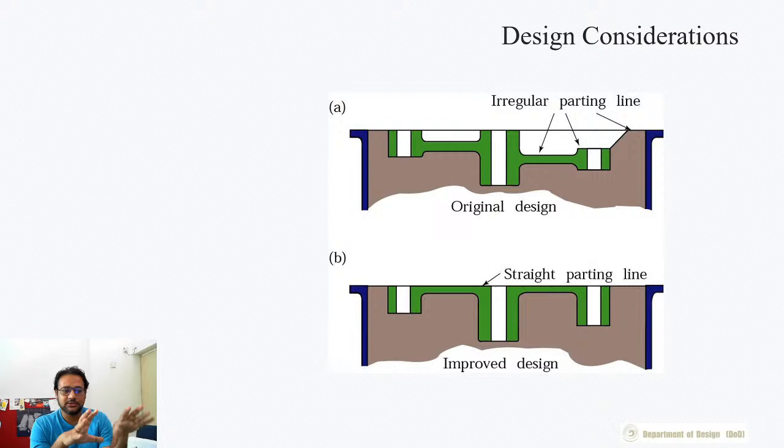Cold runs and mixed shuts are problems of the flow front and the design of the cavity. These can be simulated very easily. You would simulate it and see if there are such problems, and then you would modify the design. That's the best way to resolve the problems of cold runs and mixed shuts.